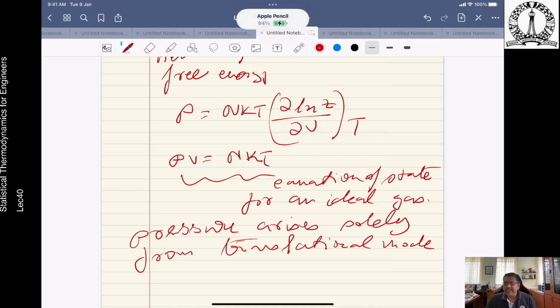Okay, so we end the lecture here. We will convene with a little bit more detailed understanding of the electronic mode.